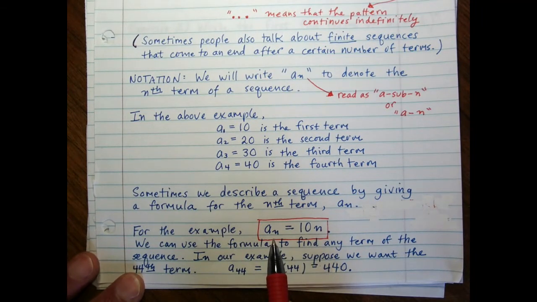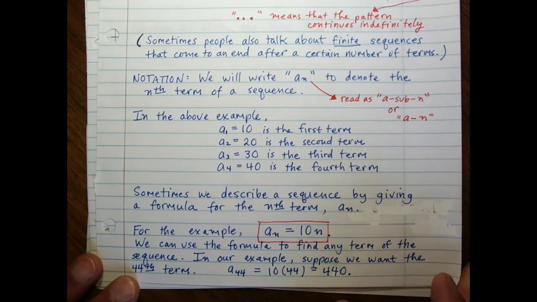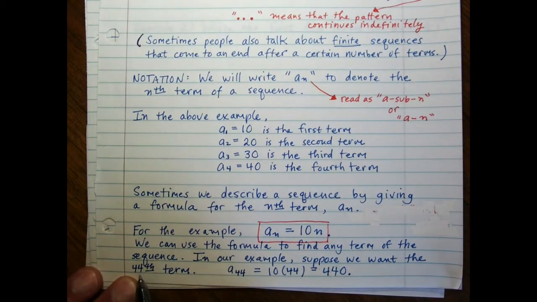So for example, if we wanted to know what the 44th term was of that sequence, that would be a sub 44. That's going to be equal to 10 times 44, which I've written down here. Of course, 10 times 44 is 440. So we know the 44th term of that sequence is 440.